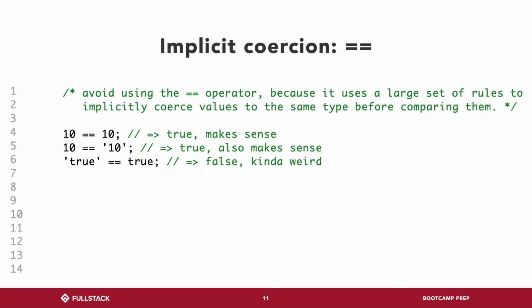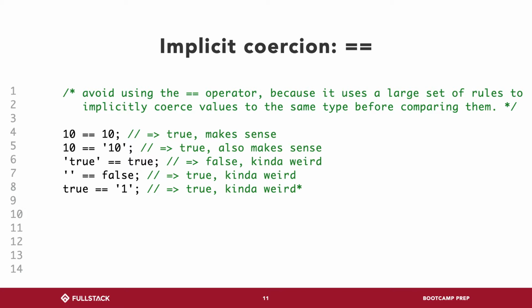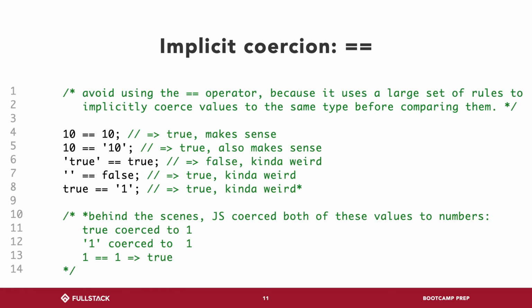But a string of true is double equal to the actual Boolean value true is false, which you might have thought would be true, but it's not. Empty string is double equals to false, and true is double equal to the string of 1, which is true, because behind the scenes you have to coerce both of these values to numbers. True is coerced to 1, and the string is coerced to the number 1, and then 1 is equal to 1. You don't have to know why that's happening, but it does happen. So that's why, just don't use it. Use the triple equal sign. Okay?